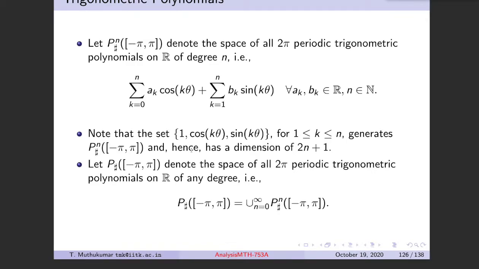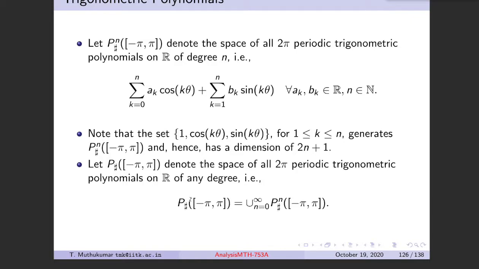And the space of all 2π periodic trigonometric polynomials of any degree can be seen as the union of all the n degrees. So this is the space of all 2π periodic trigonometric polynomials. That's the union over all possible degrees. And each of these, as we have said, is of dimension 2n plus 1.